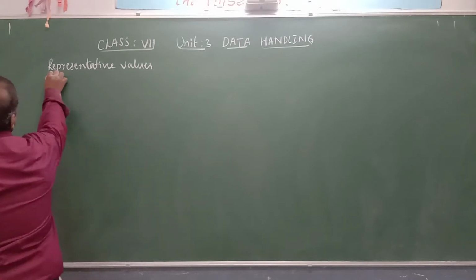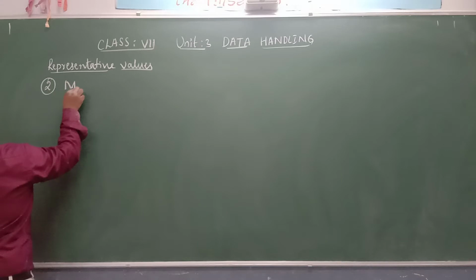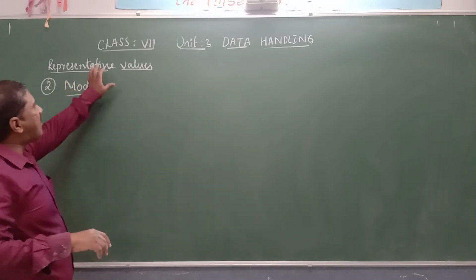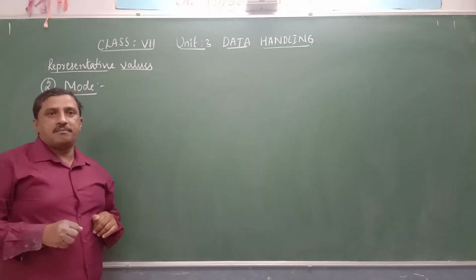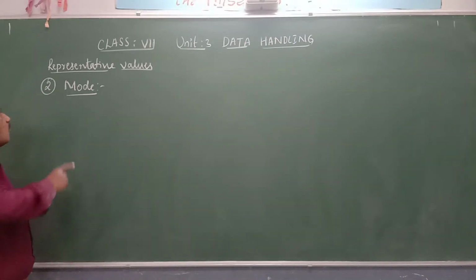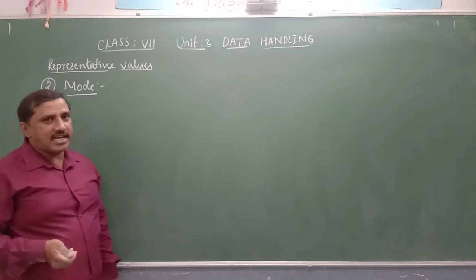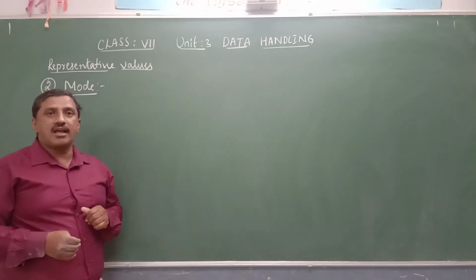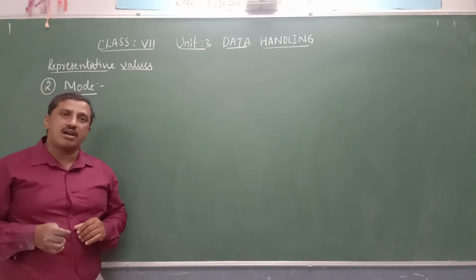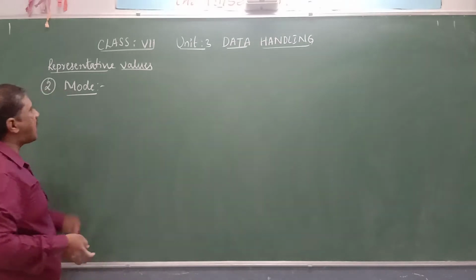So the second representative value is mode. Representative values are also known as measures of central tendency. Now, what is mode? How do we define the mode of the data? Mode is defined as the most frequently occurred observation, or the most repeated observation in the given data.